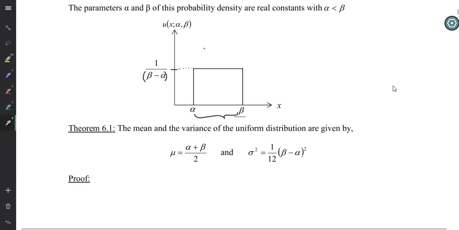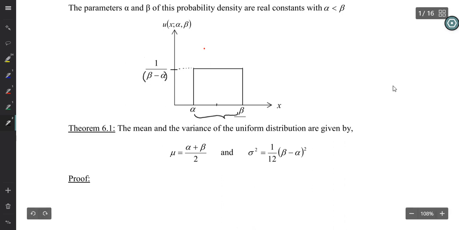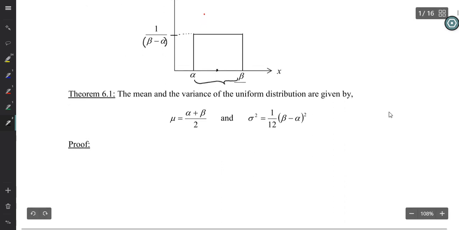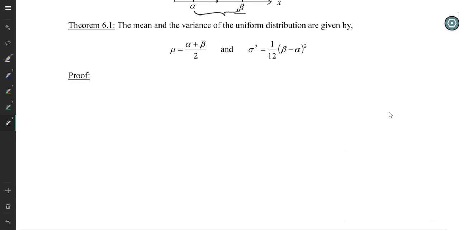Now with the definition, we can find the mean and the variance of the uniform distribution. The mean is alpha plus beta divided by 2, that means the midpoint of the interval, and the variance is 1 over 12 times beta minus alpha squared. Let's try to prove the mean and the variance. First, we'll start with the mean.